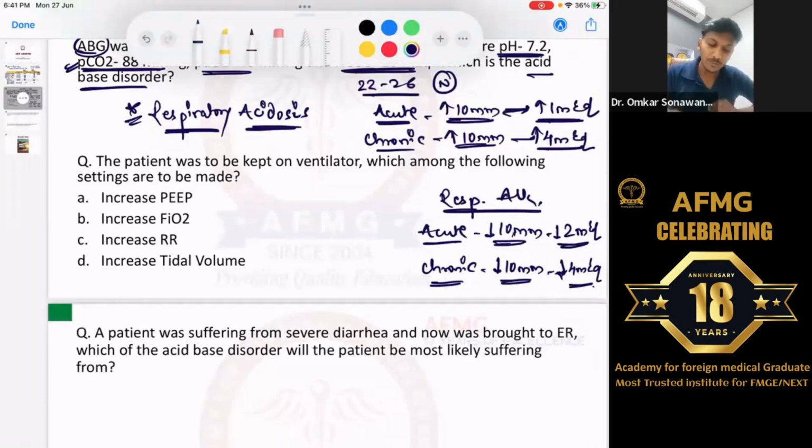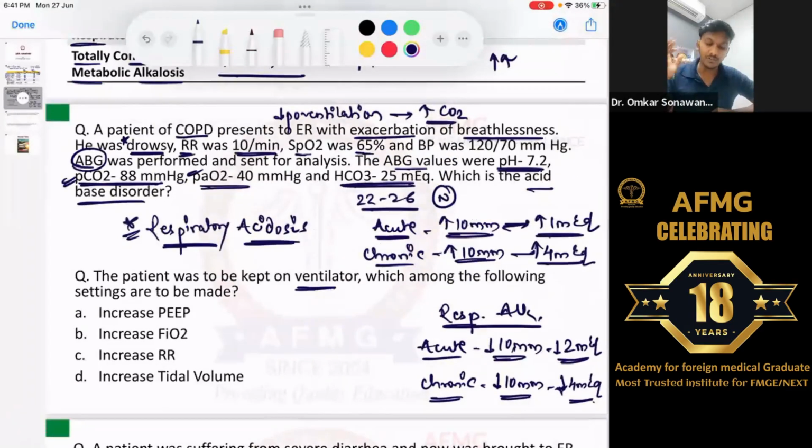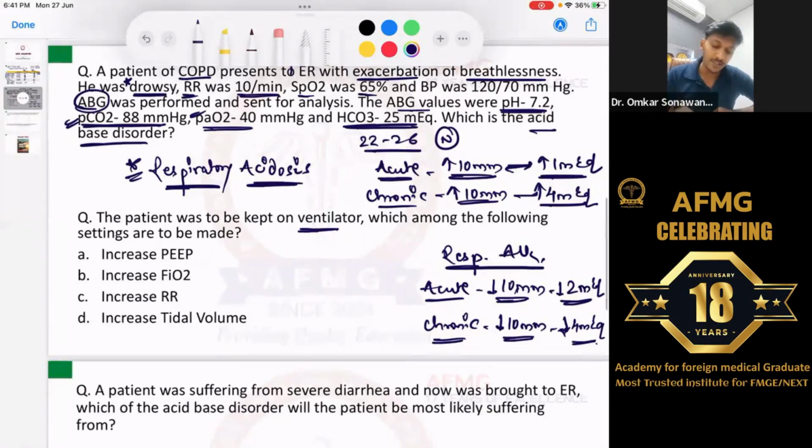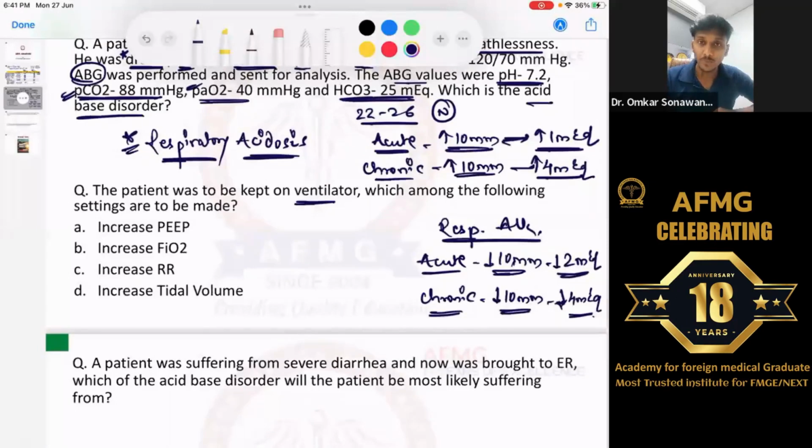The patient was to be kept on ventilator. Which among the following? Okay. So it was the same case. The same patient of COPD presenting to ER with exacerbation of breathlessness. He was drowsy. Respiratory rate was 10. SpO2 is 65. BP is 120/70. ABG was performed. It shows pH of 7.2, PCO2 of 88, PaO2 of 40, and bicarbonate of 25 milliequivalents per liter. Definitely the acid-base disorder that we diagnosed is respiratory acidosis. So now the patient has to be kept on ventilator, right?